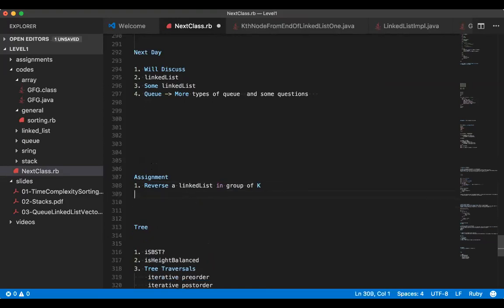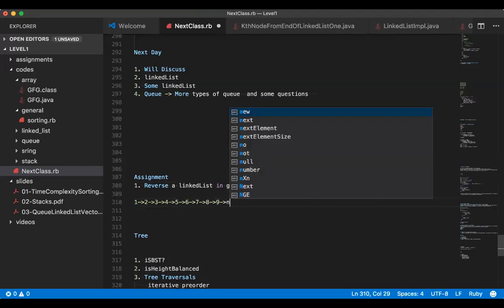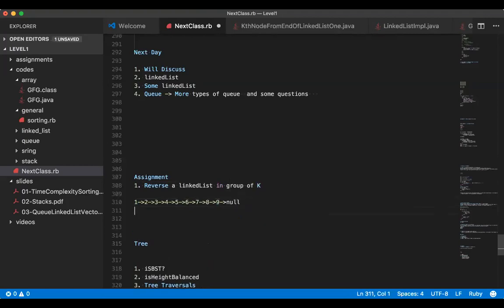So what this means is, suppose this is a linked list. And I tell you to reverse this linked list in groups of 3. How will this look after reversing this? It looks like 3, 2, 1, 6, 5, 4, like that, 9, 8, 7. Okay. You get the question?